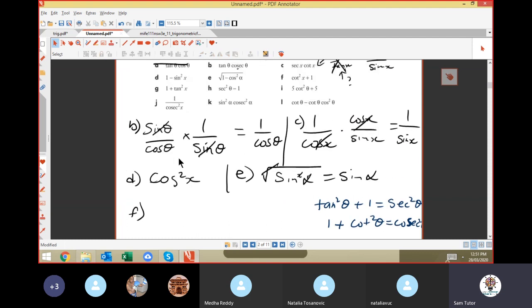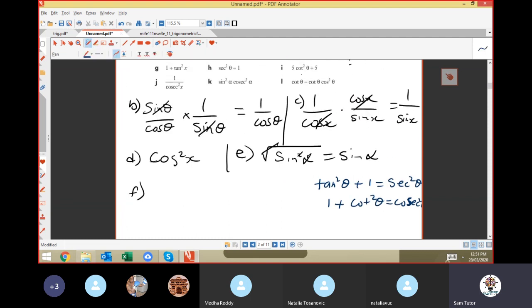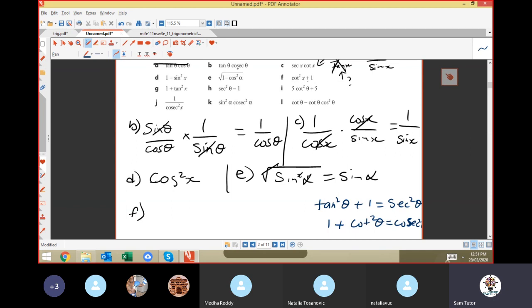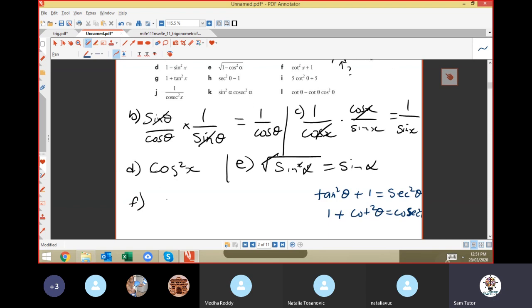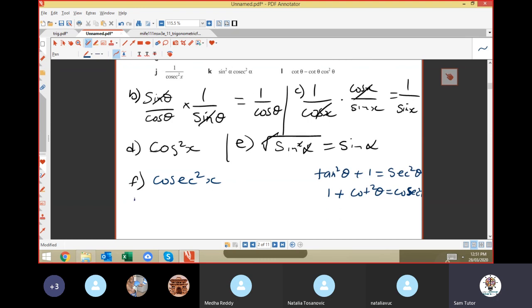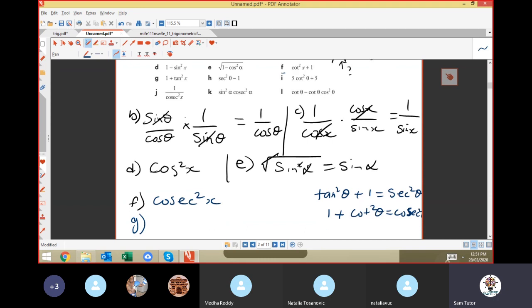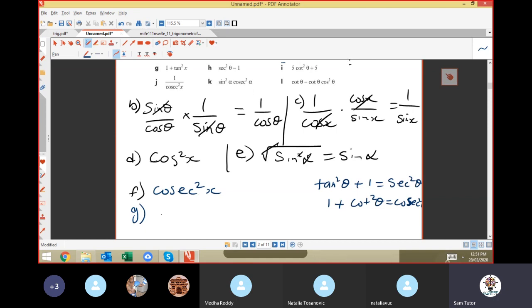All right, F. F just says, what is cot squared theta, or x, plus 1? Well, cot squared theta plus 1 is just cosec squared. So the answer for F is just cosec squared x. G. G says, what is 1 plus tan squared theta? Well, 1 plus tan squared theta is just sec squared theta. So the answer for G is just sec squared x.